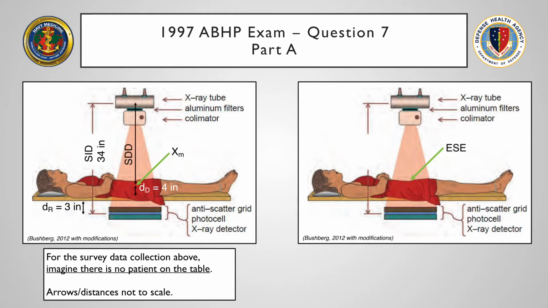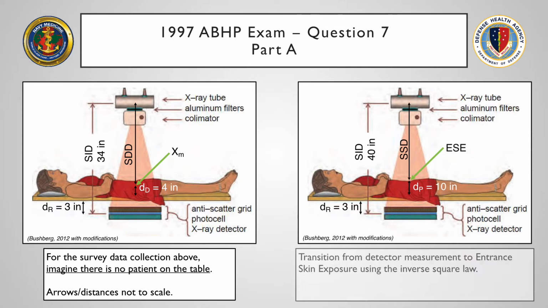With our patient on the table, we have a patient thickness of 10 inches with the same receptor depth of 3 inches, but instead this patient exam is set up for 40 inches. So with those variables, we can calculate the source to skin distance. Using the inverse square law, we're going to be able to take the exposure that we measured and convert that into an entrance skin exposure at the patient's surface of the skin.